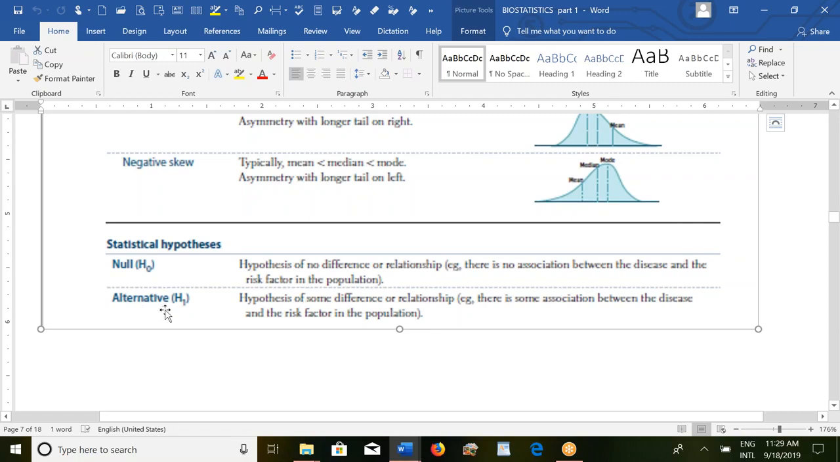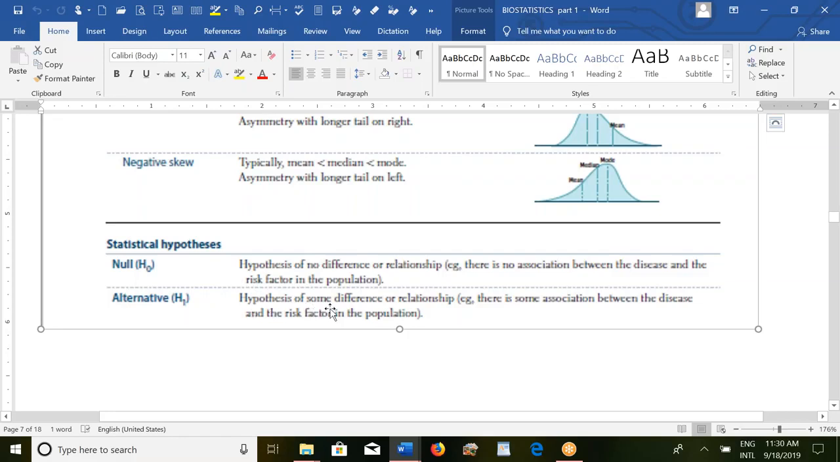Then the alternative hypothesis, which is H1, means that there is some difference or relationship. This is the simplest way to explain them. For example, there is some association between the disease and the risk factor in the population, while the null hypothesis says no difference.